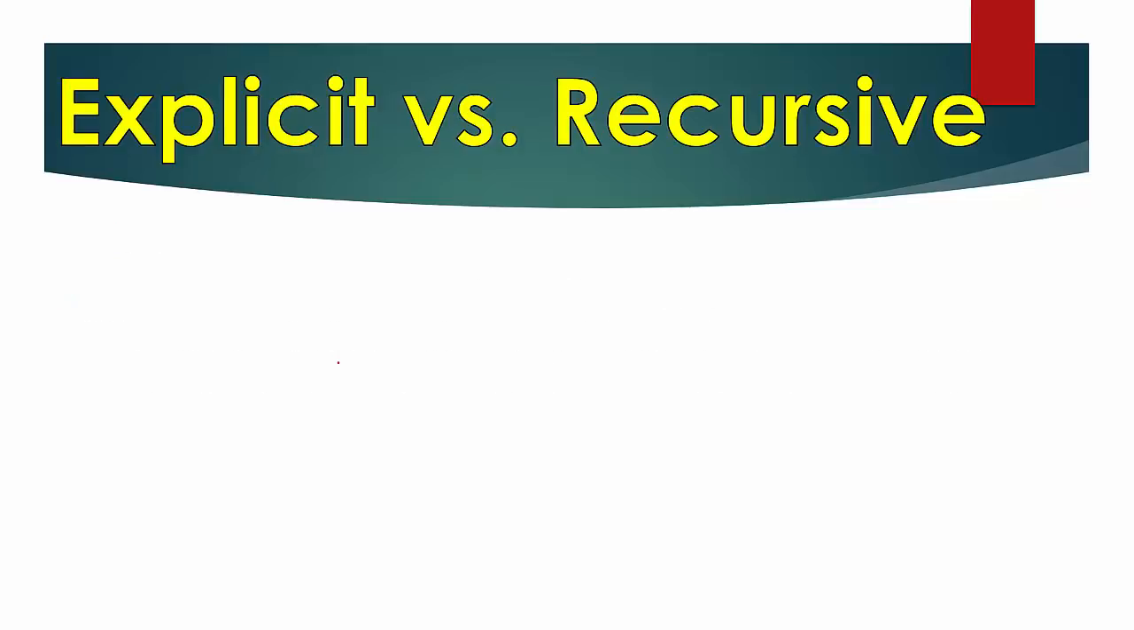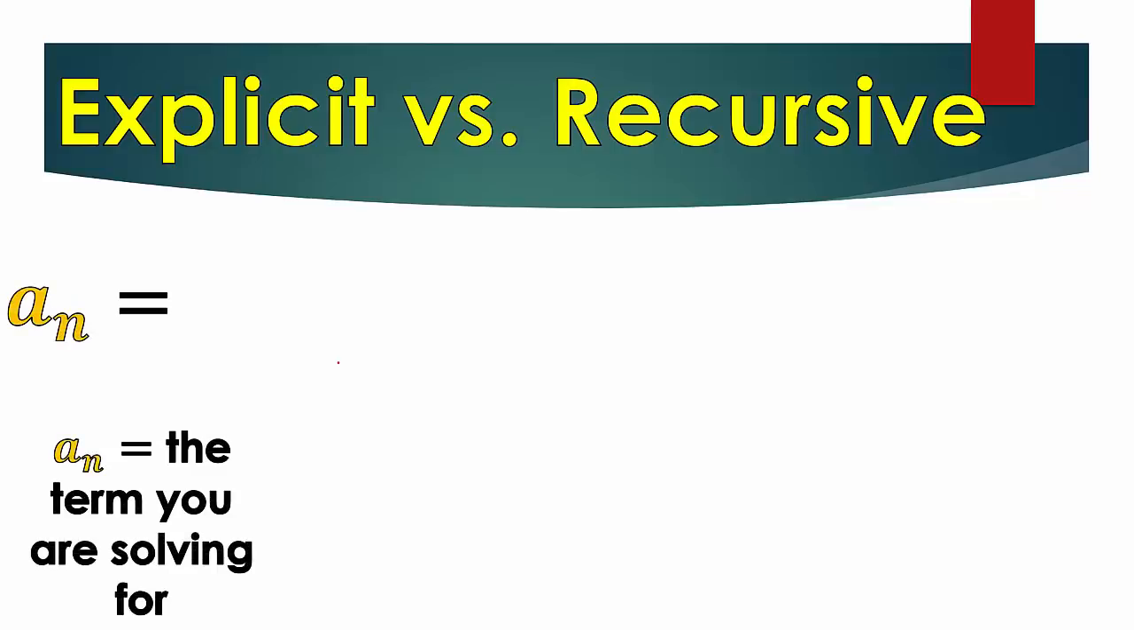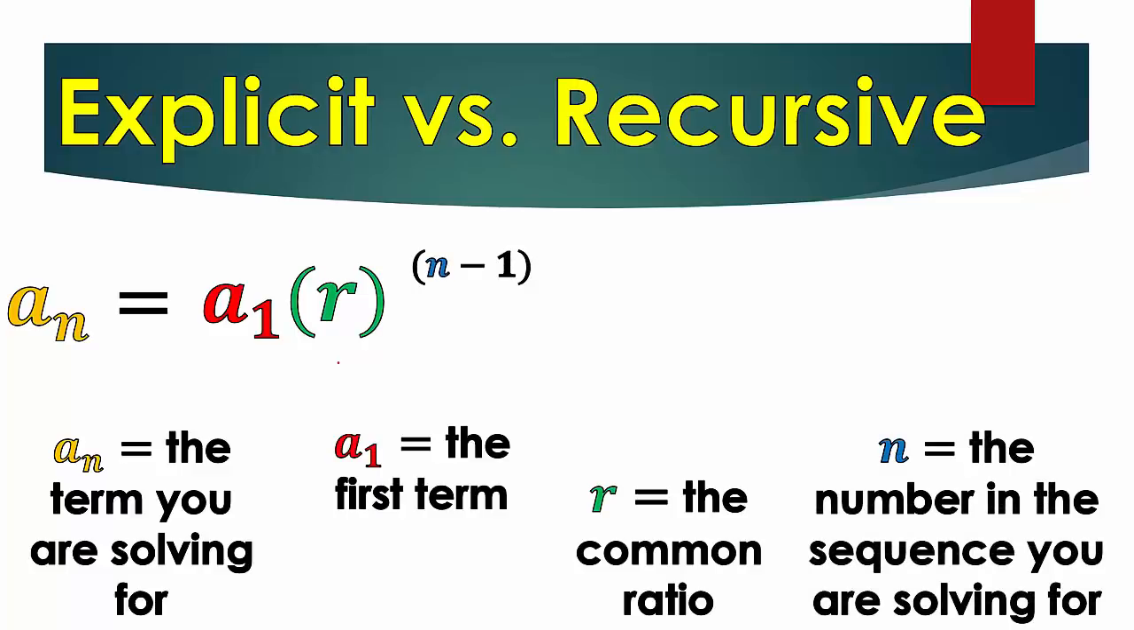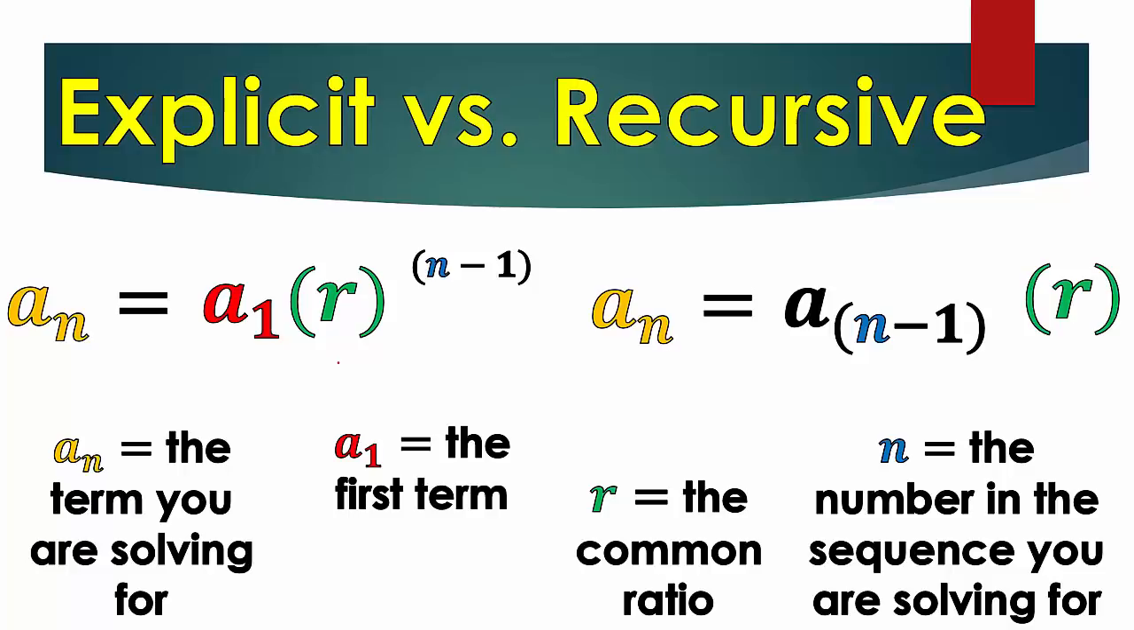All right, so again, explicit versus recursive. We've got a sub n equals a sub 1 times r, where r is the common ratio, to the n minus 1. That's explicit. Recursive looks like a sub n equals a sub n minus 1 times r. So similar but not the same. Just so you know where the parts are similar.